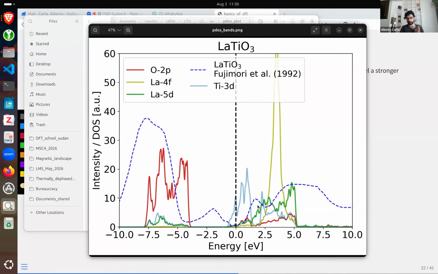Tomorrow you will see it more with Yuri. There are some materials where DFT will predict the wrong character. This lanthanum titanate is one of these materials, and this is why you need to understand what DFT tells you. DFT will tell you that this material is a metal, and then you will have to do more complicated things in order to make it match the experiments.